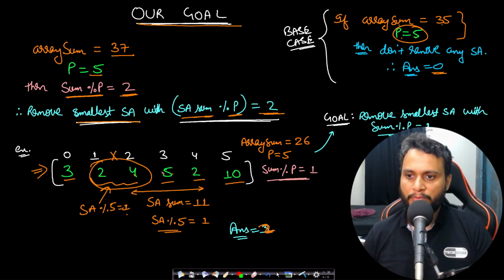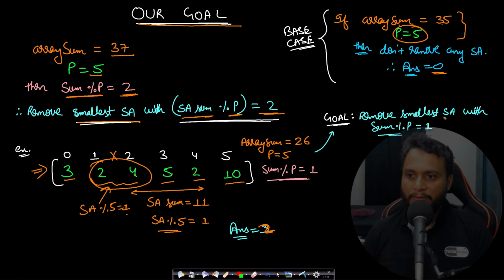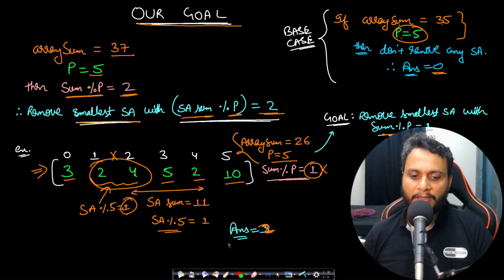Okay, so I hope you understood this. So we will be removing the smallest subarray with sum mod p equal to 1. Because why did we find with 1? Because the initial array sum mod p was equal to 1. So we need to remove this factor. Okay, so I hope you have understood the goal of our problem.